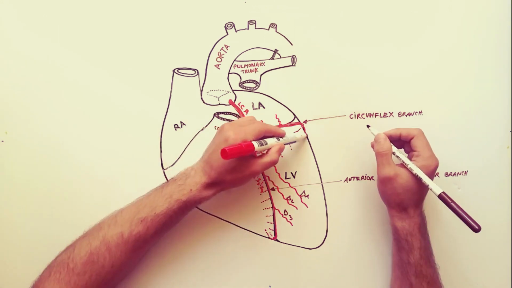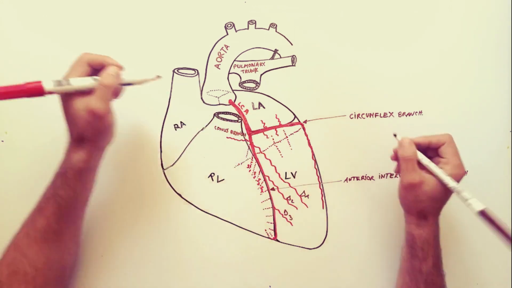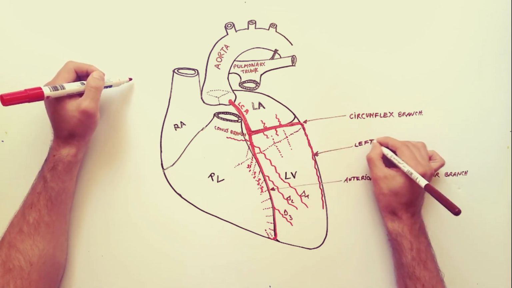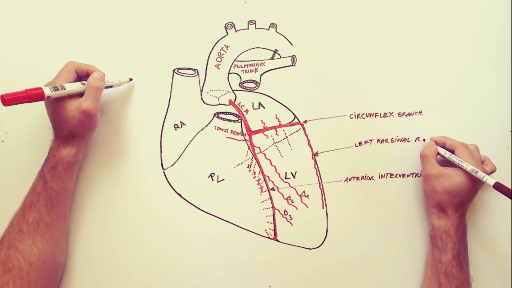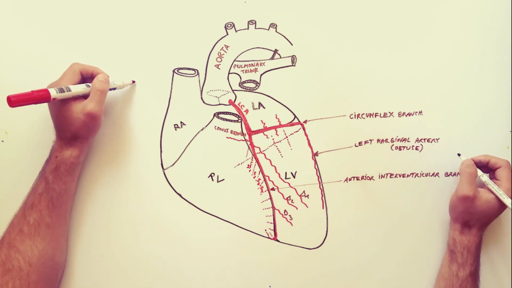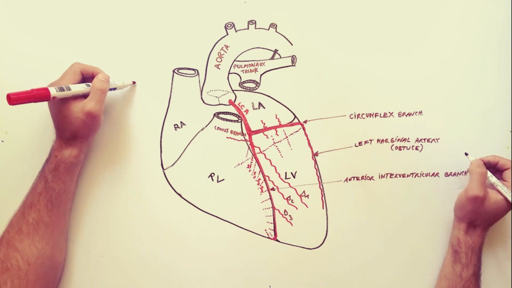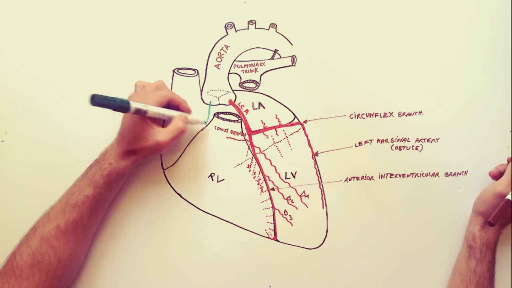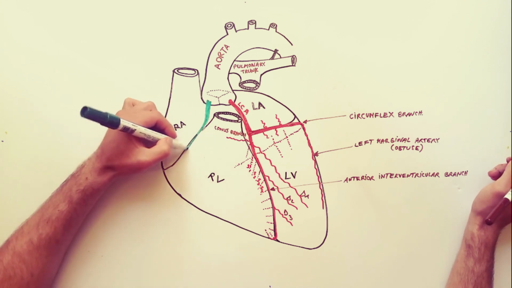From the circumflex branch of the left coronary artery, we have atrial and ventricular branches. Another important branch from the circumflex artery is the left marginal artery, or the obtuse marginal artery. This artery travels along the left margin of the heart towards the apex of the heart.